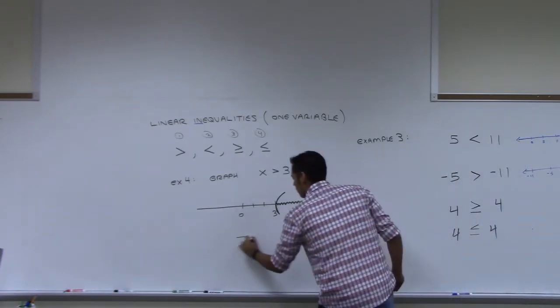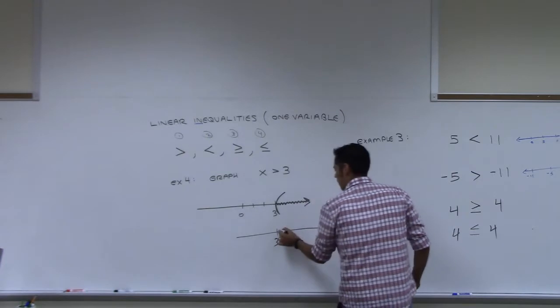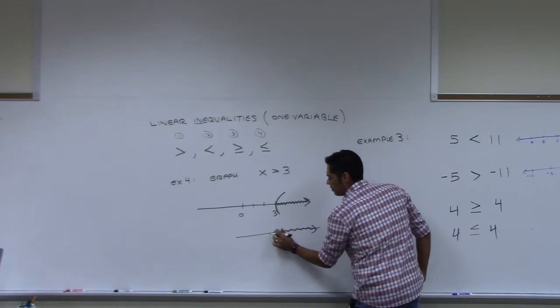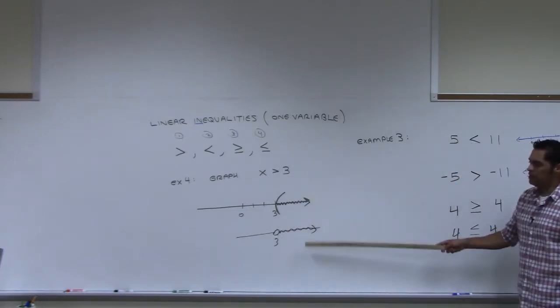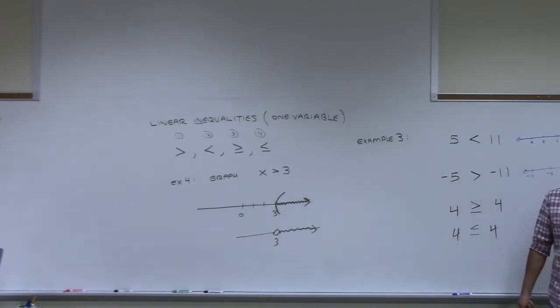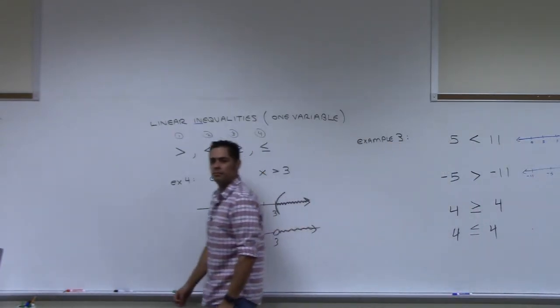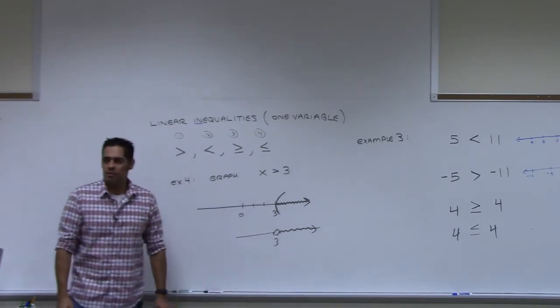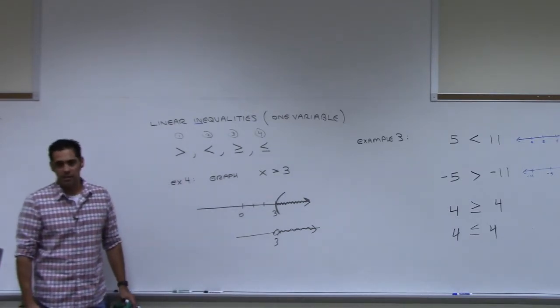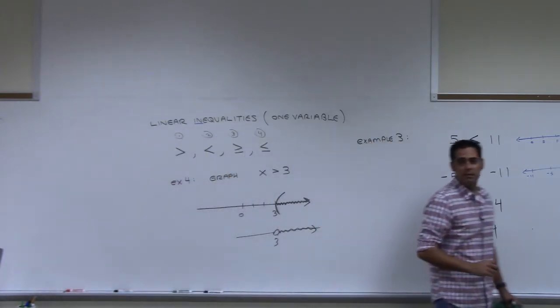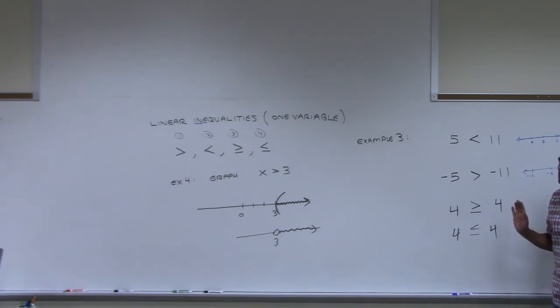So I'll show you the other notation below this. Open circle, like that. I'm okay with both of these. The book uses this. All right? That would mean everything bigger than 3. So is 2.99999 there? No. Is 3.0000001 there? Yes. Is 3.0000000000001 there? Yes. As long as it's not 3, as long as it's a little bit bigger than 3, we're good, right?